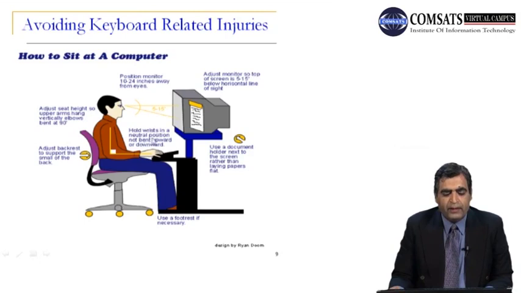You hold the wrist in a neutral position, not bent upwards or downwards. It should be straight. You should position your monitor 10 to 12 inches away from your eyes, and adjust the monitor so the top of the screen is 5 to 15 degrees below the horizontal line of sight. It is good to use a document holder next to the screen rather than laying papers flat on the table, because then you have to keep looking down at the papers all the time and it will create problems.